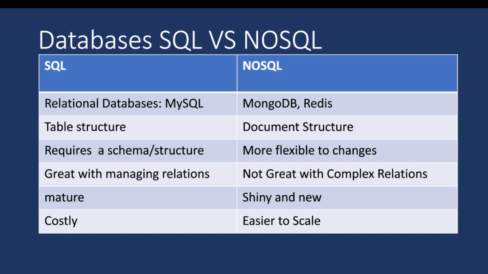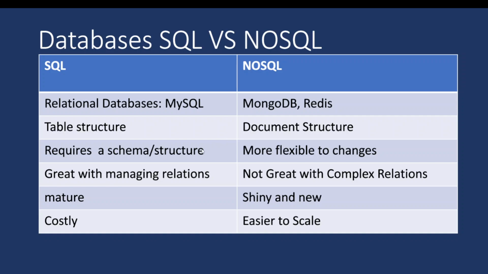In SQL or the MySQL server, to store data, we use tables. We store data in the form of tables. So a table structure is required to store data in MySQL databases, and in NoSQL servers, or the databases that use NoSQL as a language, we can store data in the form of a document. In document structure, we can store data.